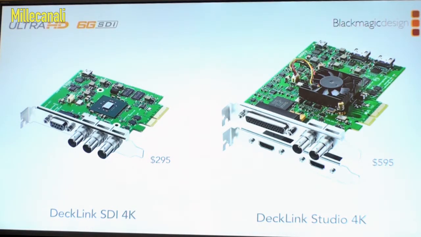You've got 6G-SDI, so they can do SD, HD, and Ultra HD. And the DeckLink Studio 4K is $100 cheaper than the older HD model that it replaces. So it's a nice little update. They're shipping now.